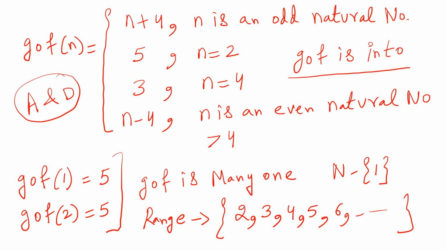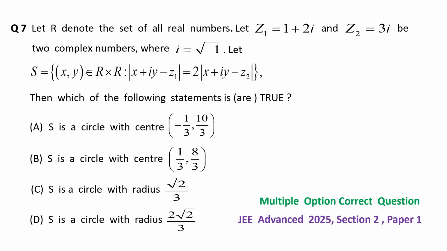Now students, we move towards the next question. Now students, this is the last question of this video. This question is based on the topic of complex numbers. It says, let capital R denote the set of all real numbers. Let Z1 equal to 1 plus 2 iota and Z2 equal to 3 iota be two complex numbers where iota is equal to square root of minus 1.